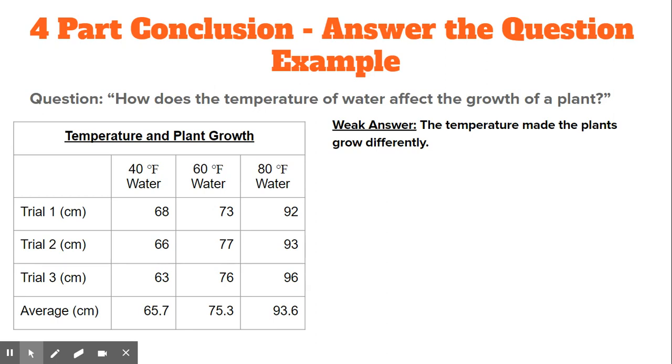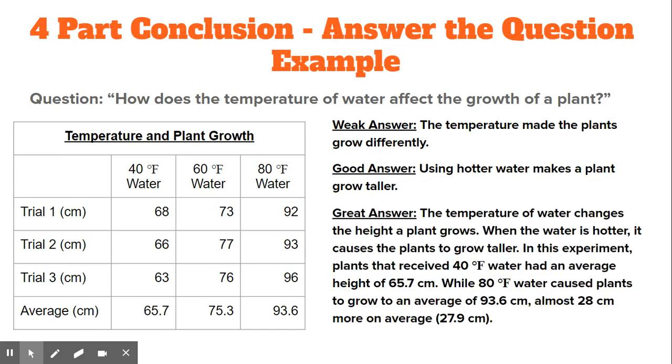A better answer that would reach that good range has to identify that trend. Using hotter water makes a plant grow taller. This not only says that it's changing it, but it identifies how. It says that the hotter the water, the better the plants are going to grow. So it finds that relationship and identifies it.